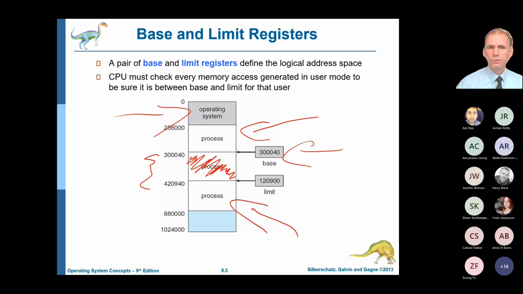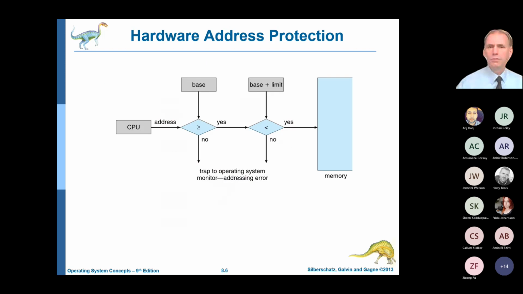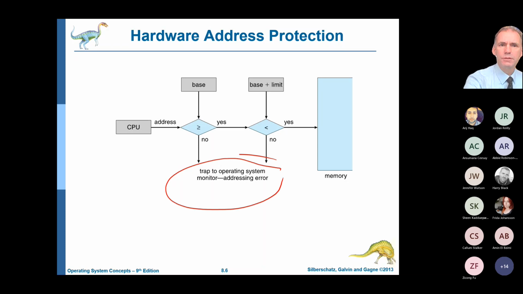And if either of those conditions is not fulfilled, it just says, no, we're going to trap this. We're going to say this process has tried to access some memory that doesn't belong to it. And we're going to flag an error and tell it to stop doing it and stop being so nasty as to try and access other processes' memory.